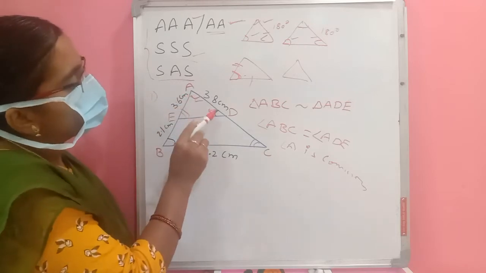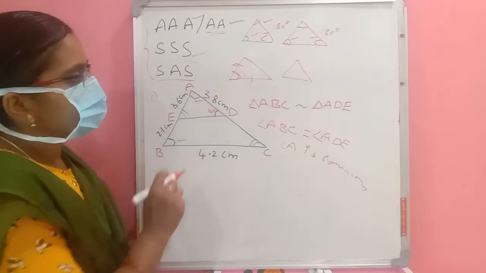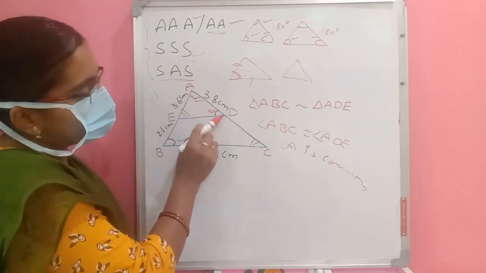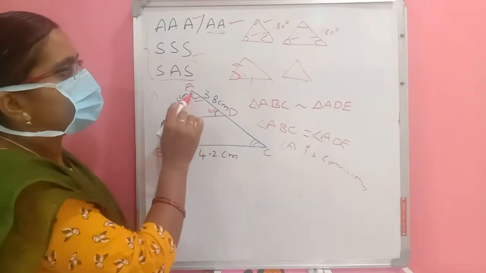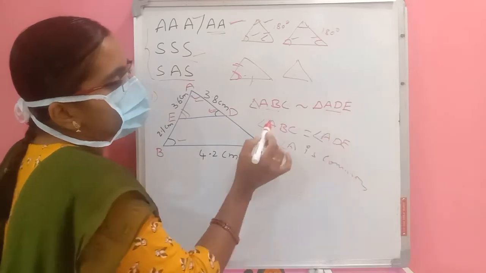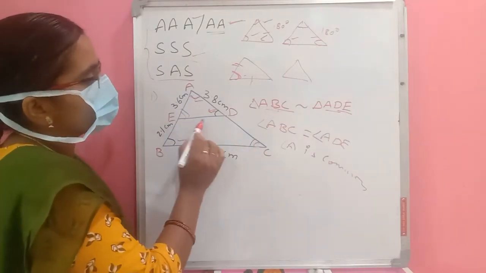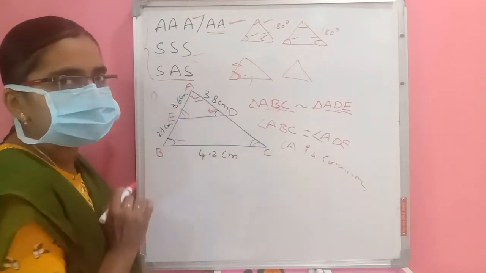Sorry, AB and AD are corresponding sides. So, ABC, ADE. We should not write it as AED. Why? Because AB corresponds to AD, BC corresponds to DE, and AC corresponds to AE.